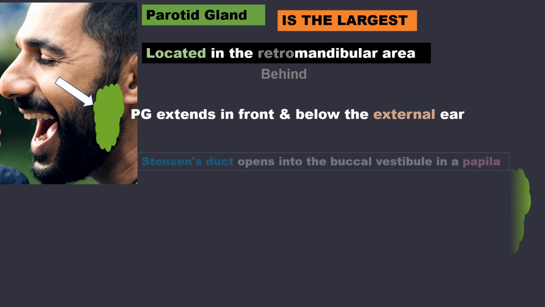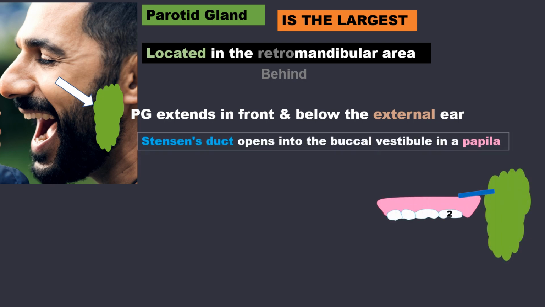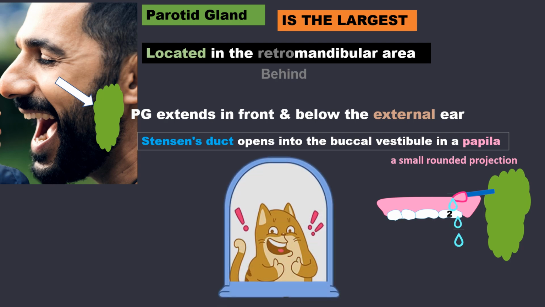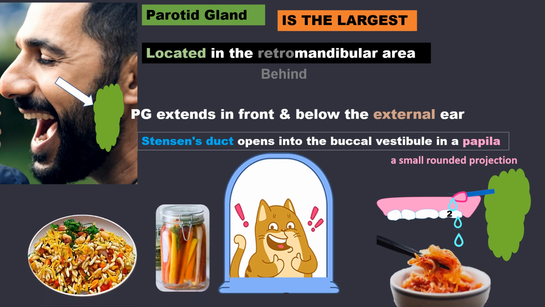Stenson's duct drains the parotid gland and opens into the buccal vestibule, that is the space between the gum and the cheek, in a papilla. A papilla is a small rounded projection. You can see the saliva flow out in your own mouth with a mirror in front, and of course eating some very tangy mouth-watering food, or you can just look at this image.